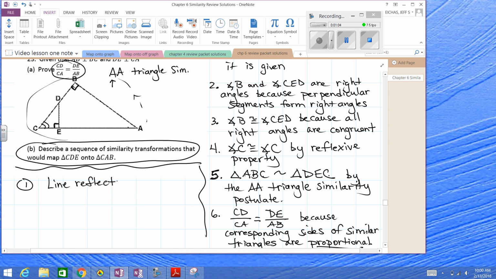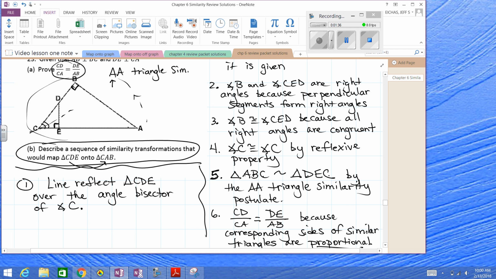I'm going to line reflect triangle CDE because I have to map this one onto that one. Be careful of that. So I'm going to line reflect triangle CDE over, this is weird. I'm going to do this so that it'll match right away, but you don't have to think of it this way. There's other ways. I'm going to say the angle bisector of angle C.